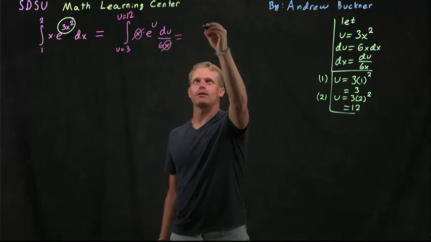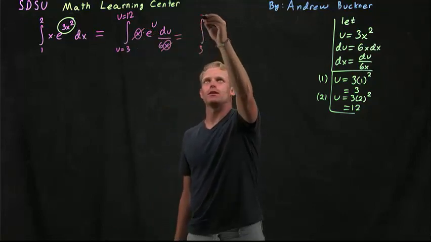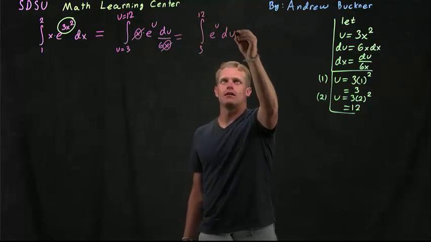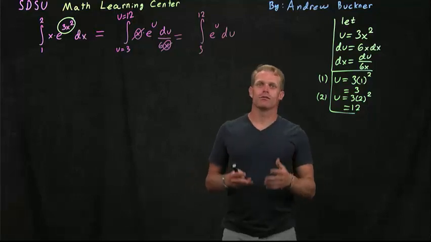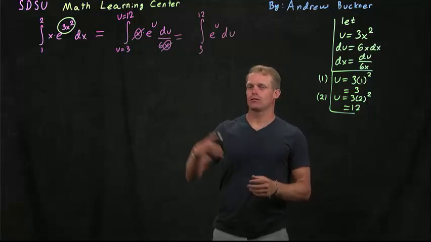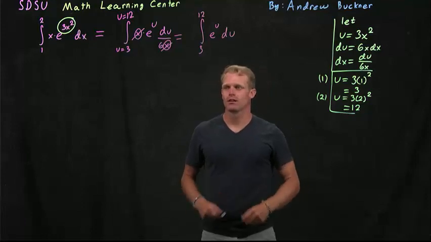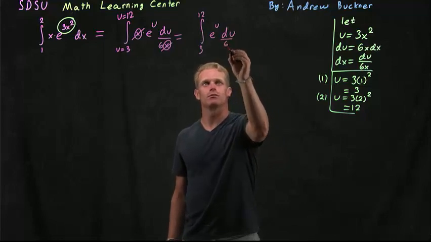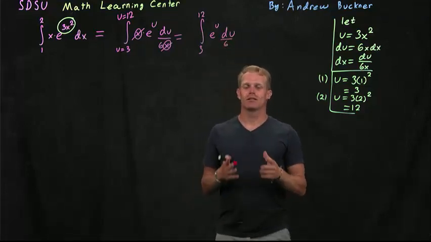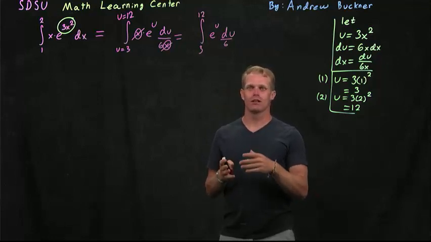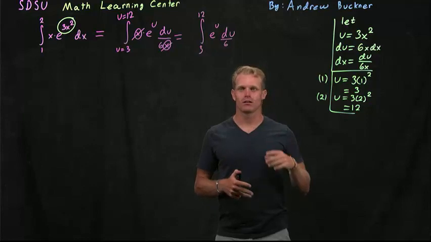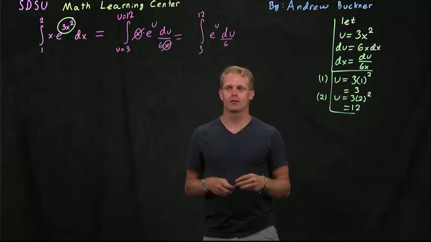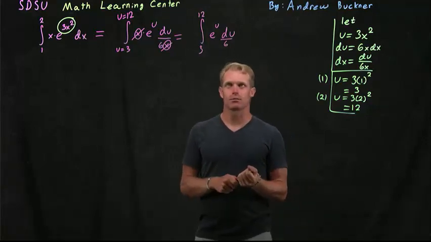So now I have my definite integral from 3 to 12 of e to the u du. Now this looks very familiar to us, just like when we started in the beginning. And I just forgot my 6 underneath there. But this looks very familiar because the integral of e to the u, or e to the x, is going to be e to that variable itself. So this looks very inviting to us whenever we solve these types of problems.